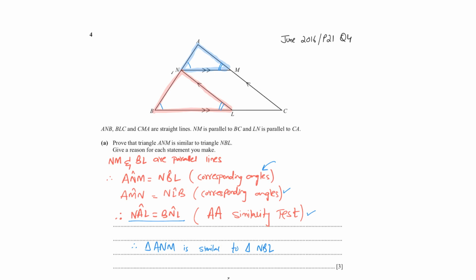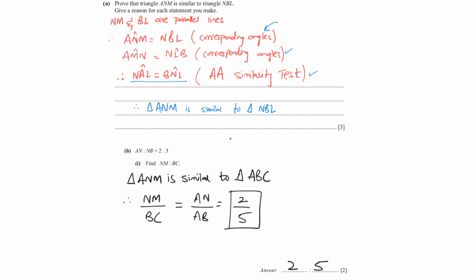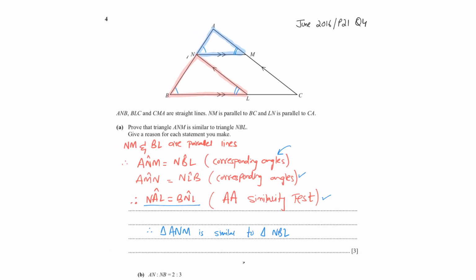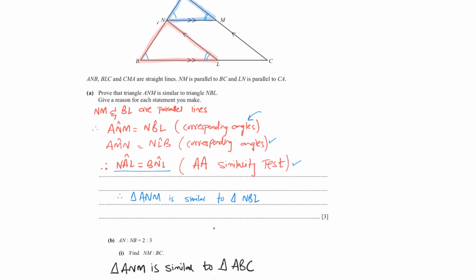Let's move on to the next part. In the next part, you were given that AN ratio NB is 2 is to 3. You are being asked to find NM is to BC. So NM is this length. NM is to BC ratio needs to be found out.